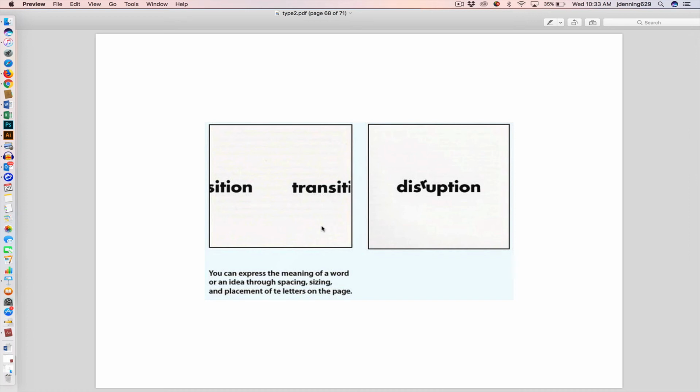So try to express the meaning of the word through spacing, sizing, placement of the letters, adding a graphic in place of a letter or adding a graphic to a letter.